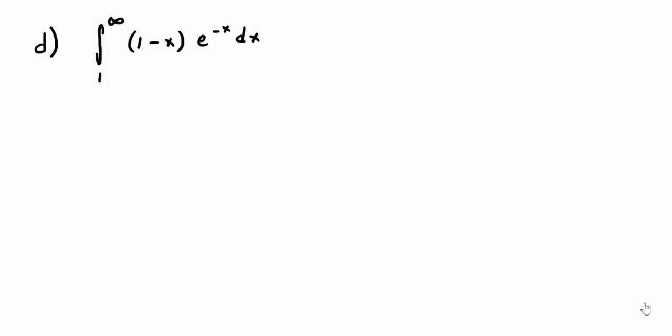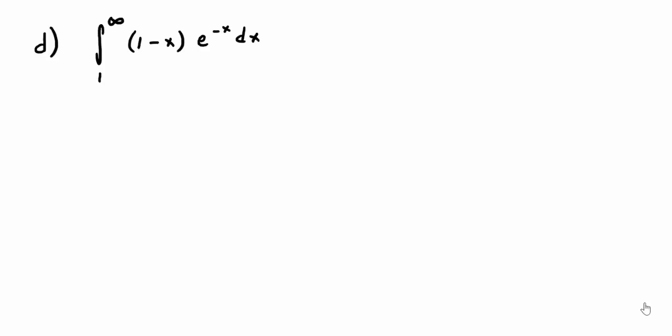The integral from 1 to infinity of (1 minus x) times e to the negative x dx. Finding the antiderivative, which we ultimately have to do after we write the integral as a limit, might be a little harder here. So let's get that out of the way as a separate piece.